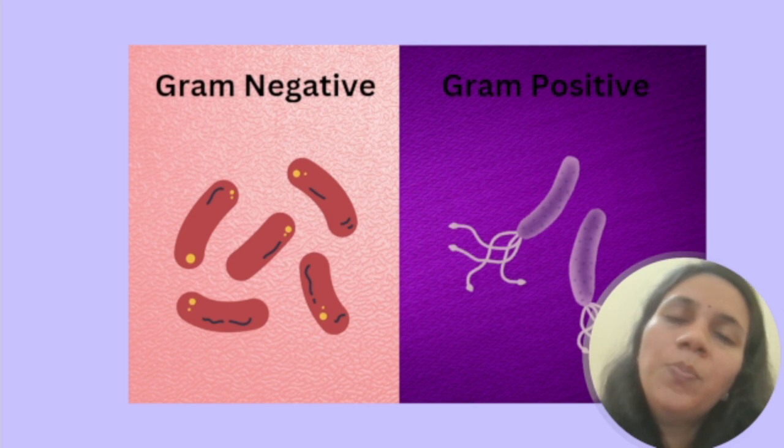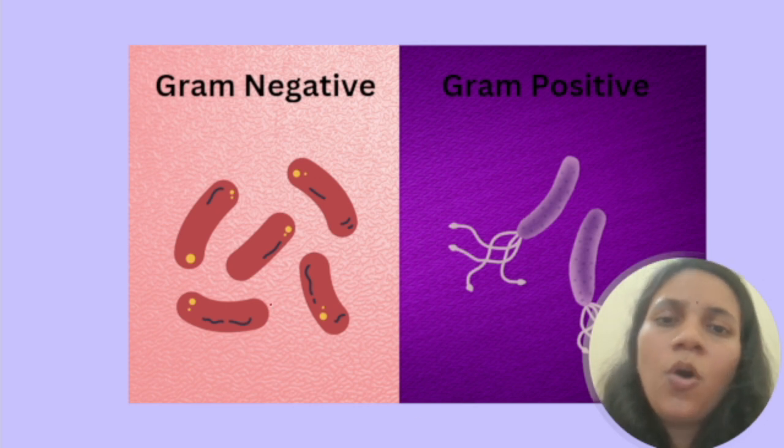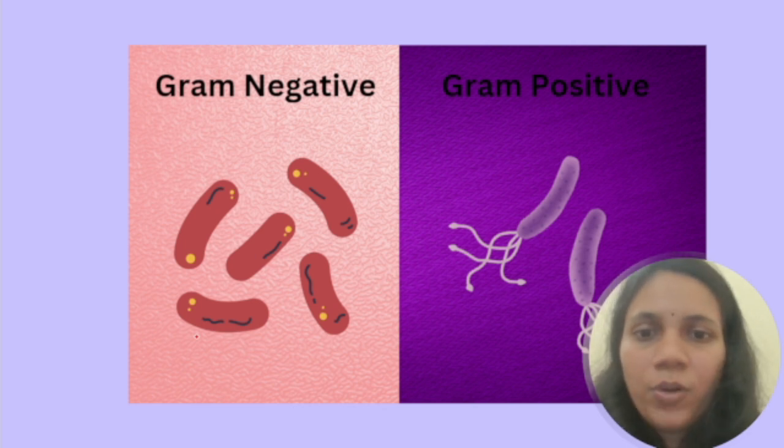Let me give you one simple hack to remember. Pink is gram-negative and gram-positive is purple. So common example of gram-negative bacteria is E. coli and gram-positive bacteria is Staph aureus.